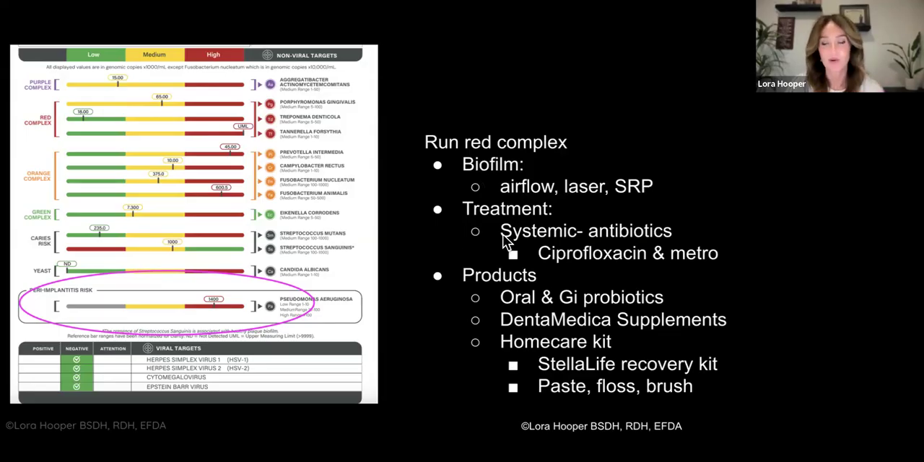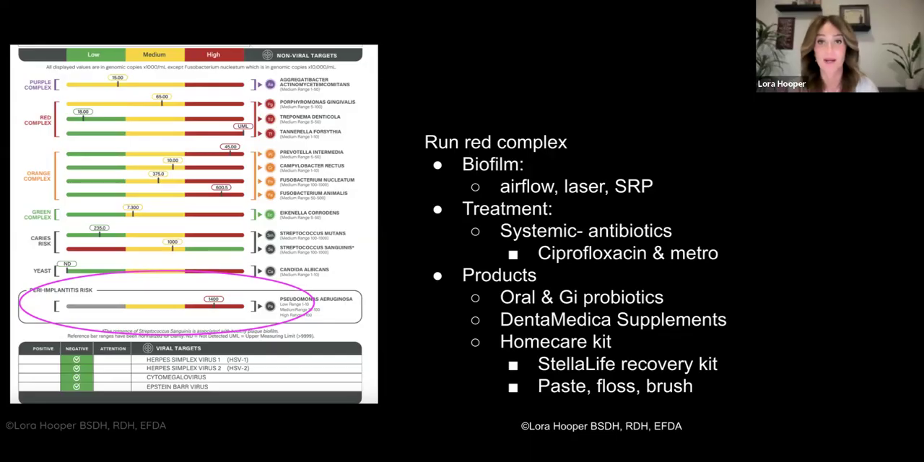The treatment is still oral and systemic, but here's the catch. If we have that peri-implantitis risk, that pseudomonas, we pull out the amoxicillin and we plug in the ciprofloxacin. It's still in combination. Yep, it's still with metronidazole, but we just take out amoxicillin and we have to attack the pseudomonas and we put in the ciprofloxacin with that metronidazole. Again, we're going to get them on the oral and GI probiotics.